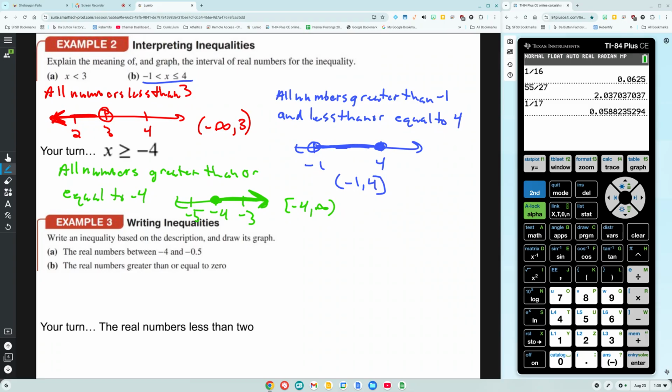That's going from an inequality to words and interval notation. We're also going to go the opposite direction, where now we're given an explanation in words. We're going to write it as an inequality. We're going to draw a graph, and we're going to write it as an interval.